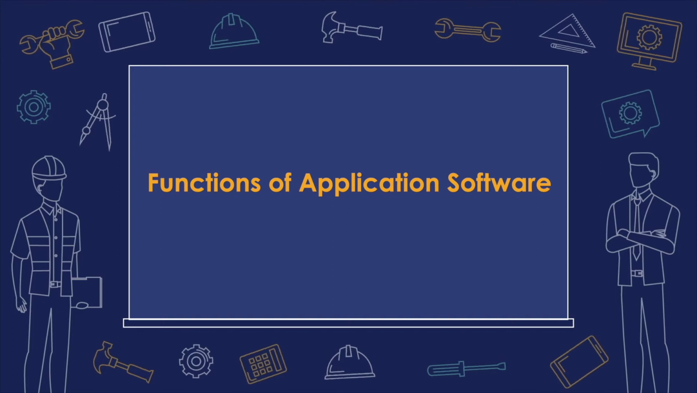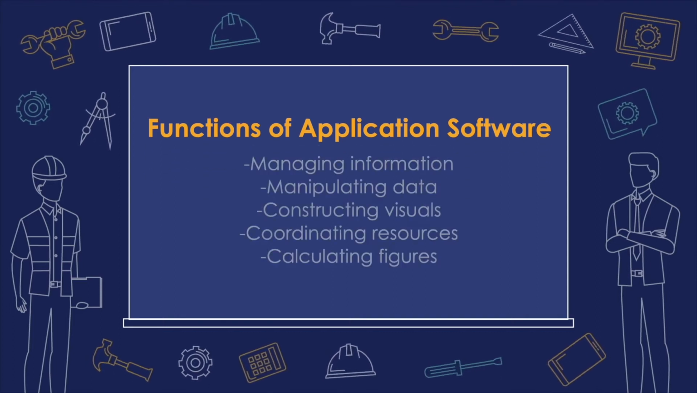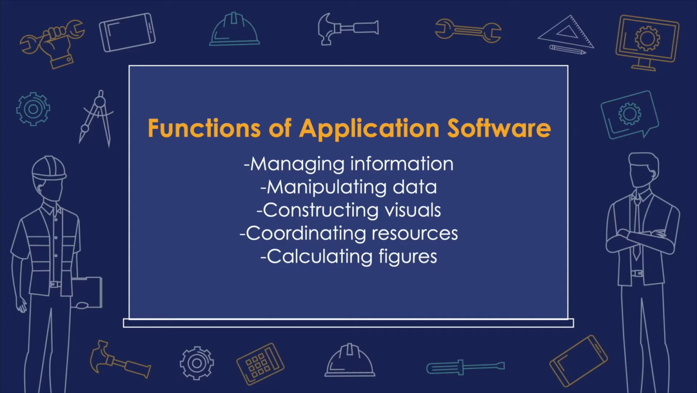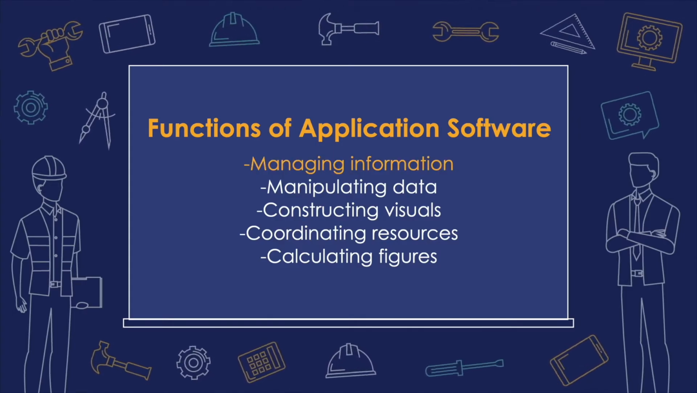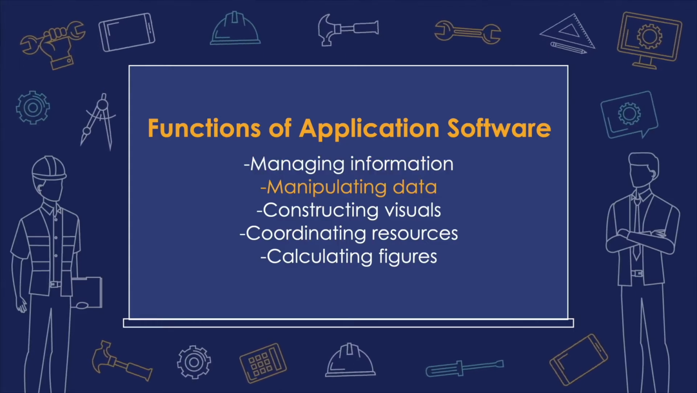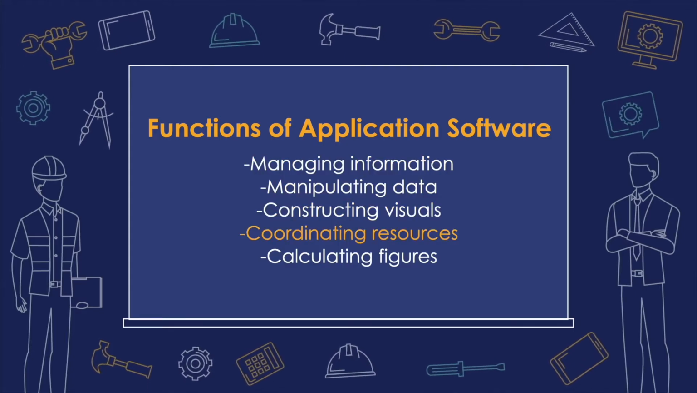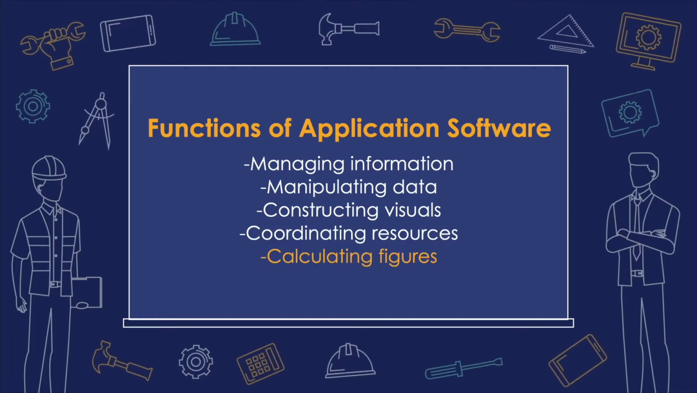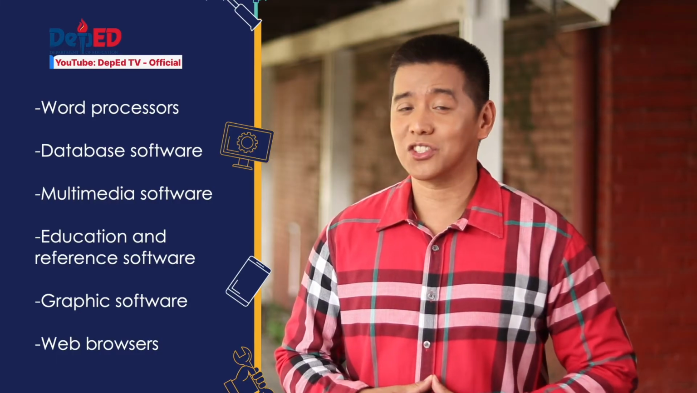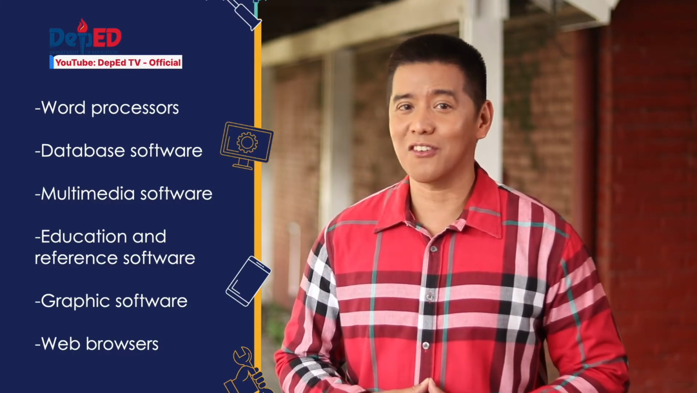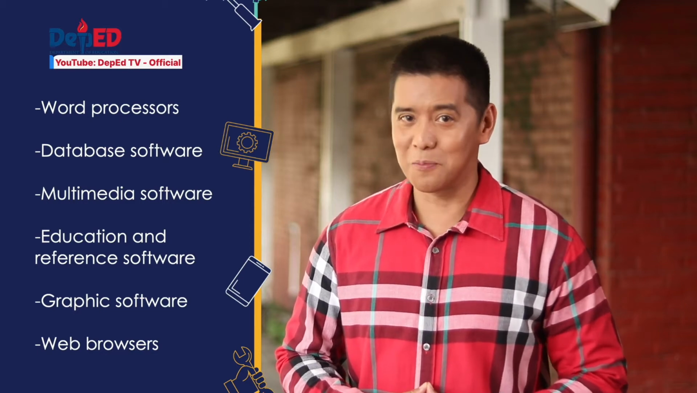So what are the functions of application software? Application software programs are created to facilitate a variety of functions, including but not limited to managing information, manipulating data, constructing visuals, coordinating resources, and calculating figures. Similar to the types of system software, application software also has its types. They are word processors, database software, multimedia software, education and reference software, graphics software, and web browsers.